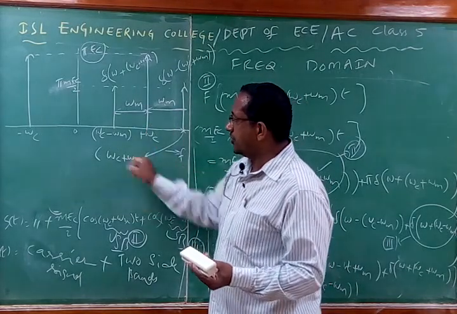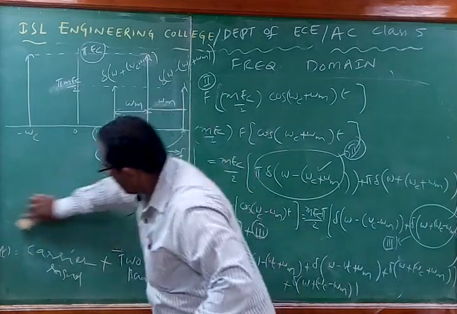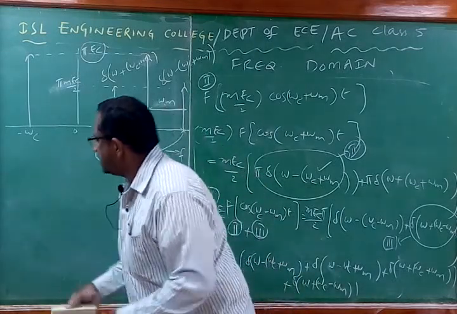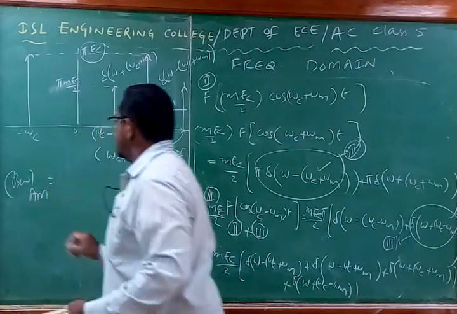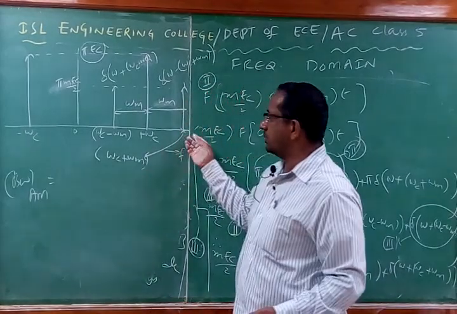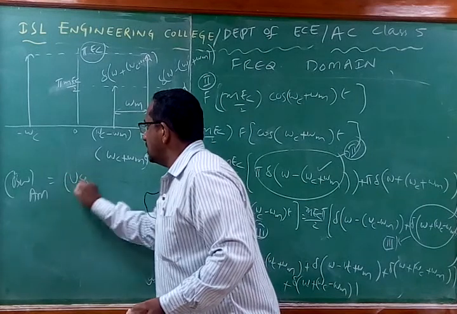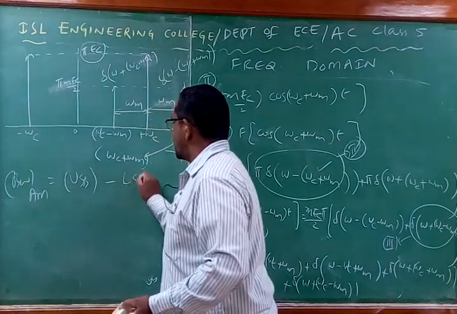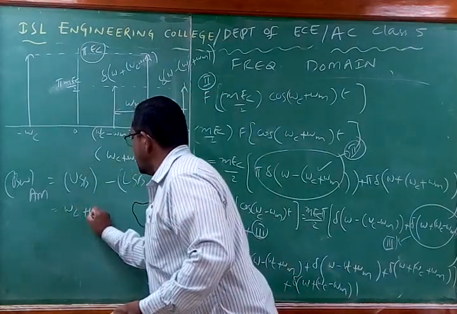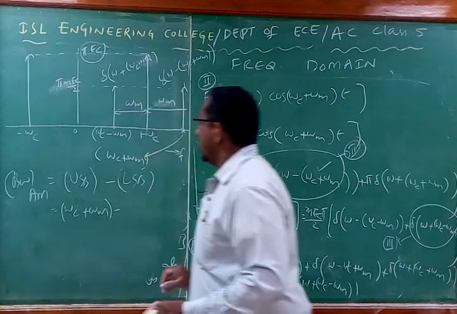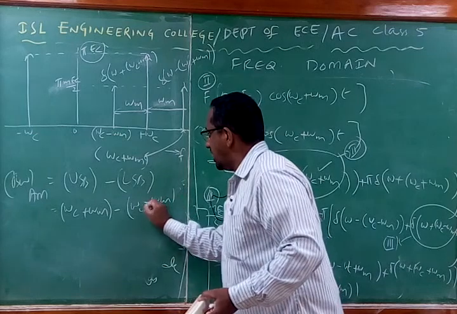So what is the total bandwidth of this particular signal now? The bandwidth of the AM signal is nothing but the upper cutoff frequency minus the lower cutoff frequency. So here the upper cutoff frequency is USB, the lower cutoff frequency is LSB, USB minus LSB. USB is omega c plus omega m, minus of LSB, which is omega c minus omega m.